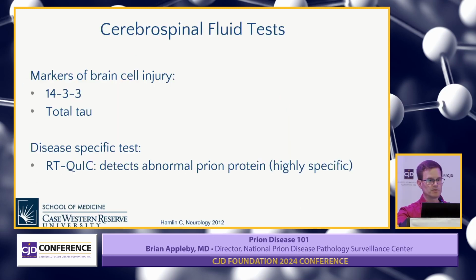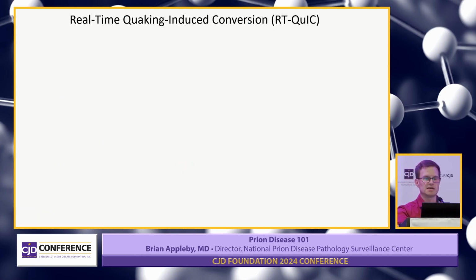In the spinal fluid, we have two markers of neuronal injury, 14-3-3 and total tau. Basically, those are very good at maybe giving you a sense that it could be CJD, but it doesn't mean that it is CJD. And then the RT-QuIC, which is very specific for the disease itself. I'm going to go over RT-QuIC briefly because you're going to hear about some of that used in some of the research.